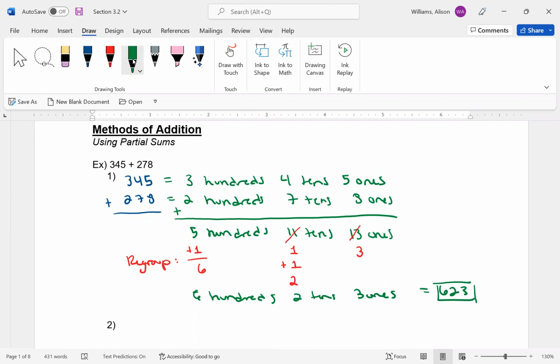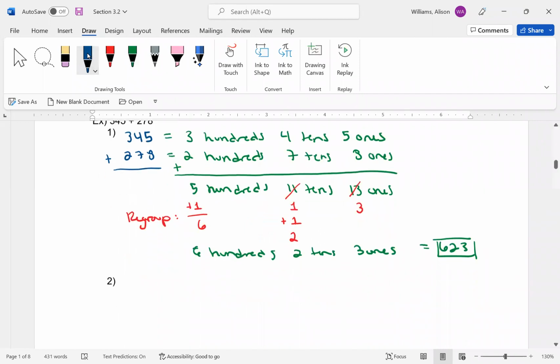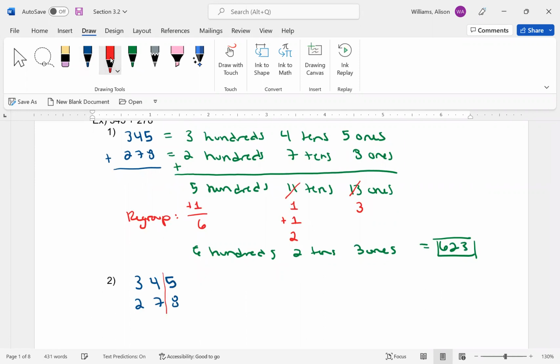Now that works fine. It's not too complicated, but there is a cleaner method. And the cleaner method is to actually work within the numbers and work within their columns of place value. In other words, kind of visualizing the tens, the hundreds, and the ones place. So if I want to add these, what I'm going to do is start with the 5 and the 8 in the ones place.